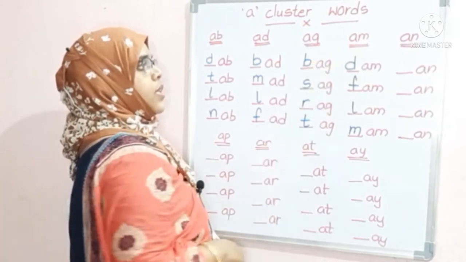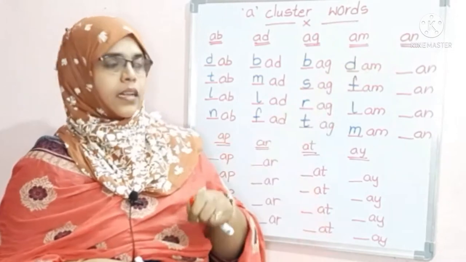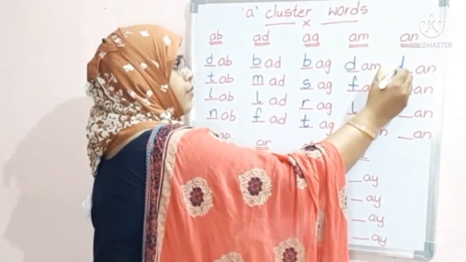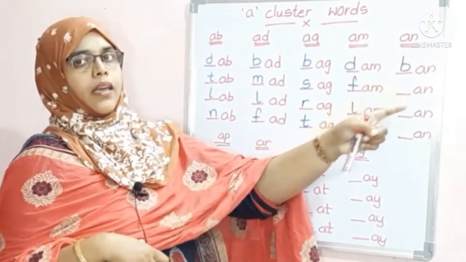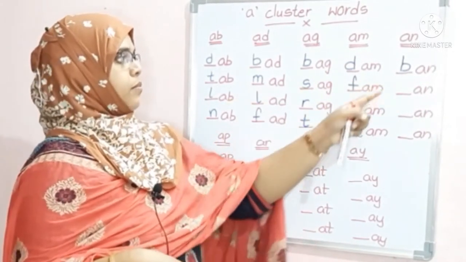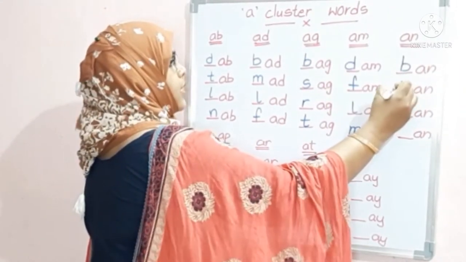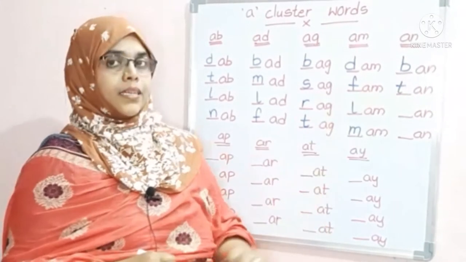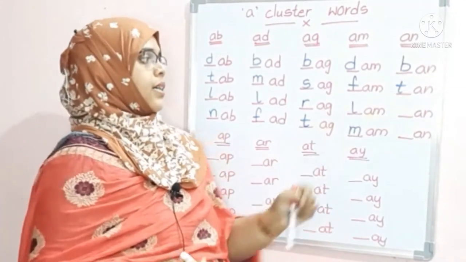Now the next cluster we have is the AN cluster. Now to this AN cluster, if you are writing letter B, what will it become? B, A, N. B, AN becomes BAN. T, AN becomes TAN.